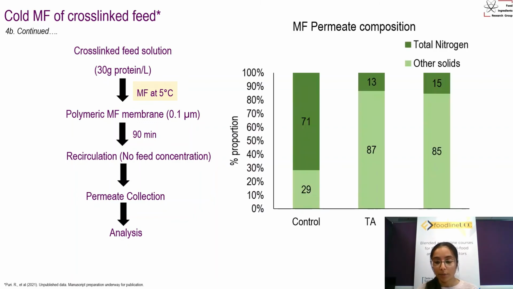So here this bar highlights the total nitrogen content proportion out of total solids measured in permeate samples. As we can see, comparable proportions of nitrogen content in TA and TB permeate of only about 13 to 15%, which is very low compared to control with about 70% of total nitrogen out of all solids. So this suggests very low protein content in TA and TB permeate as compared to control.